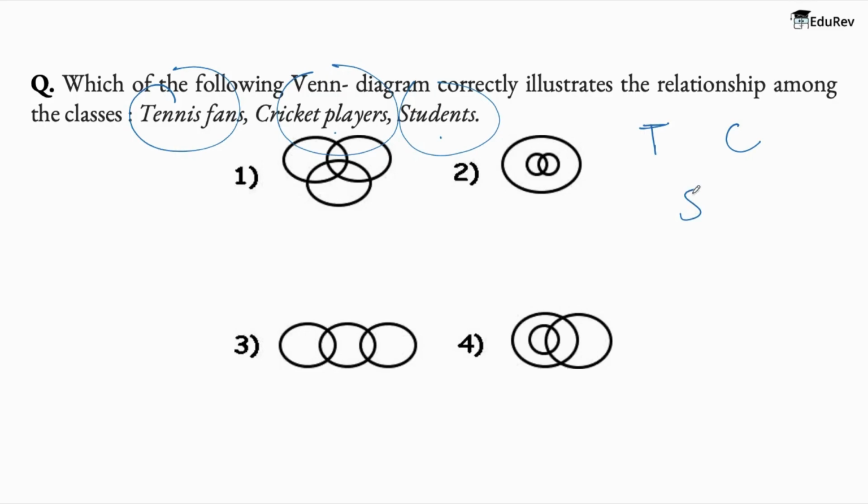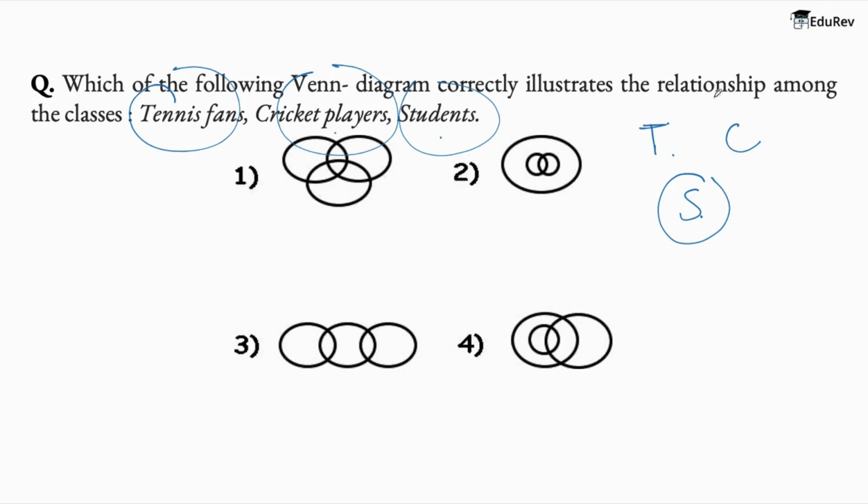Okay. So just answer a few questions of mine, and by the end you will automatically get the answer for this question. So now the thing is that can students be tennis fans? Yes, of course they can be. Can students be your cricket players? Yes, of course they can be. And can your tennis fans be cricket players? Yes, they can be. And vice versa. Your cricket players can be your tennis fans as well.